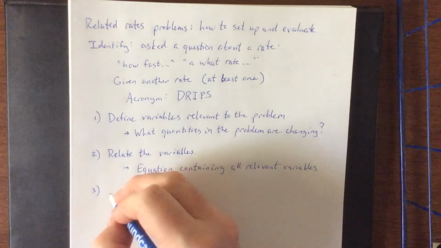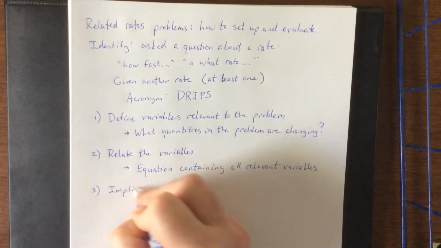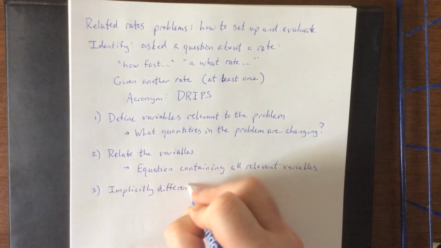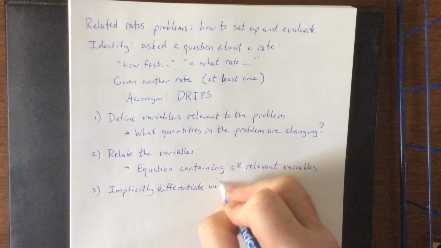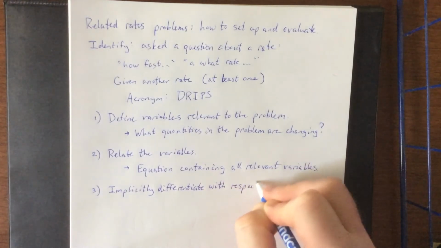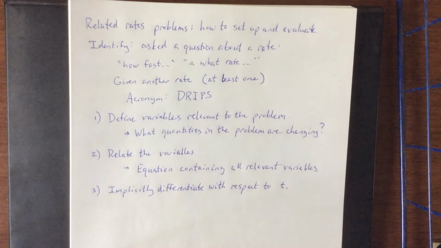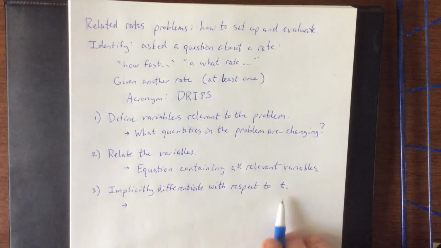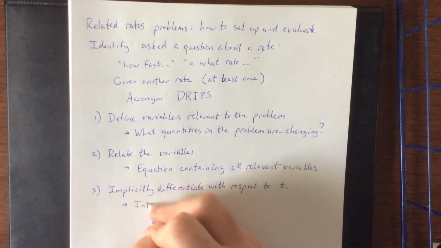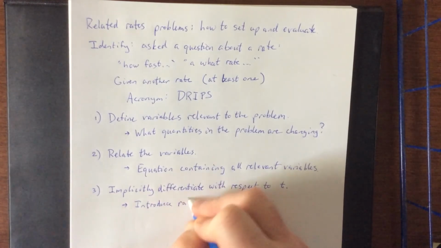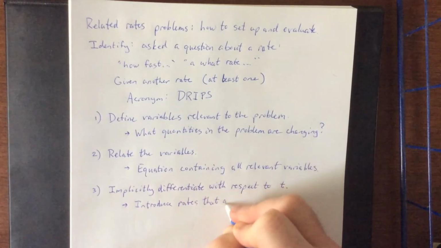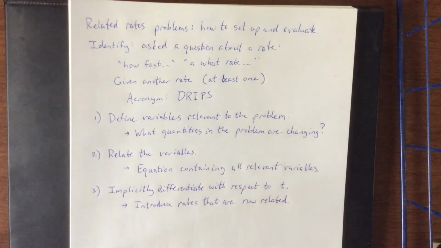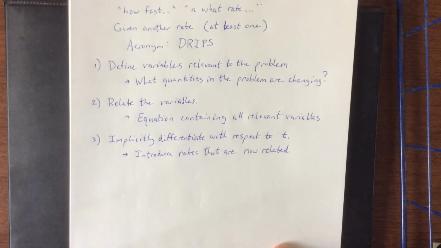The I of DRIPS is going to be implicitly differentiate with respect to t. Now, what this will do once you implicitly differentiate with respect to t, and we saw this in the last video, this will introduce rates that are now related. Therefore, you are dealing with a related rates style problem.